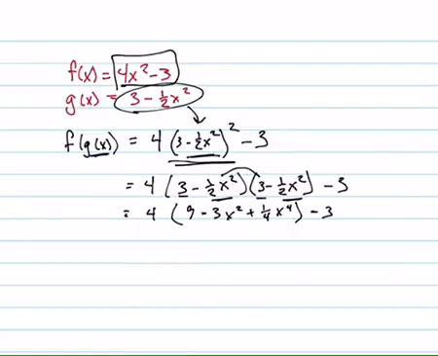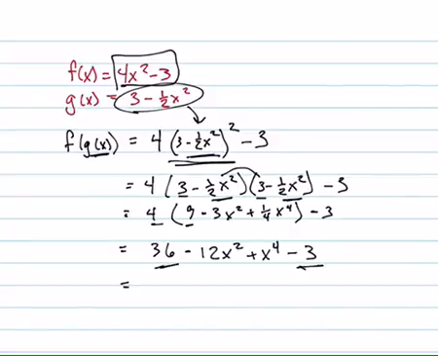Well, almost your answer. Now simplify it more by distributing the 4 in. 4 times 9 is 36. 36 minus 12x squared plus x to the 4th. That's nice. And now these are like terms. And let's turn it around so that it's in standard form.